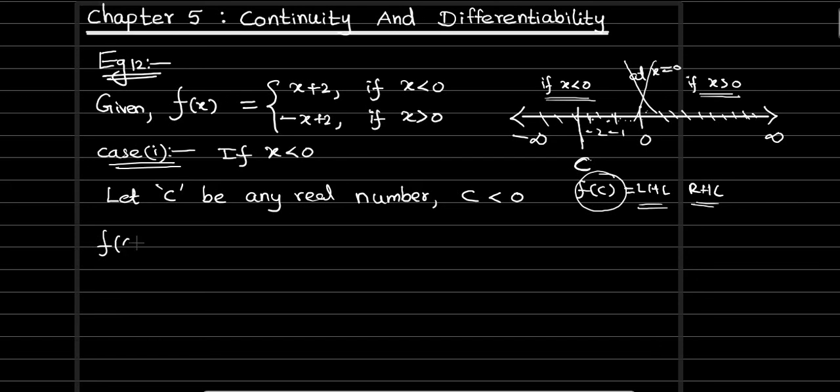So what is the condition of C here? C is smaller than 0. If C is smaller than 0, which function do we need to use? See here, we have two different functions. If x is less than 0, first function. That means f of x equals x plus 2. Then f of C will be C plus 2. Now the left hand limit.